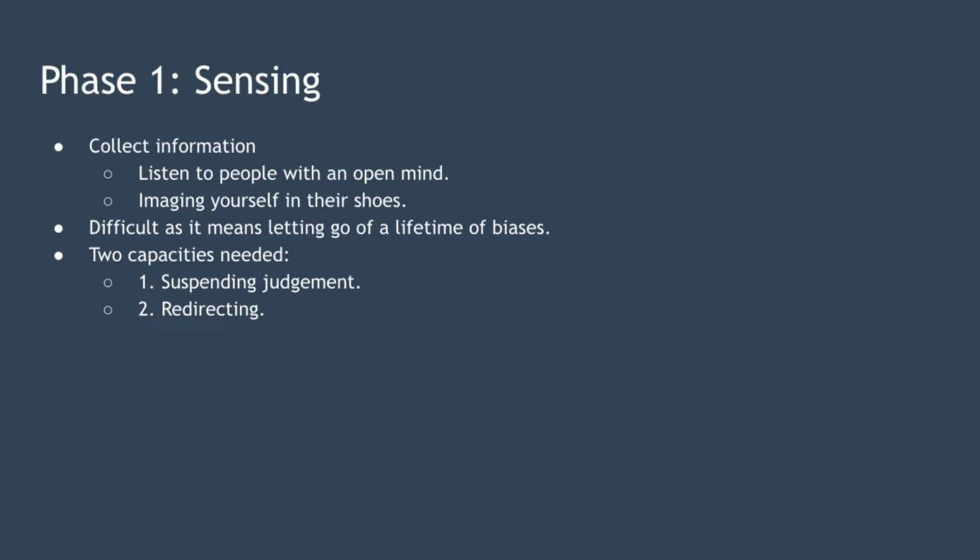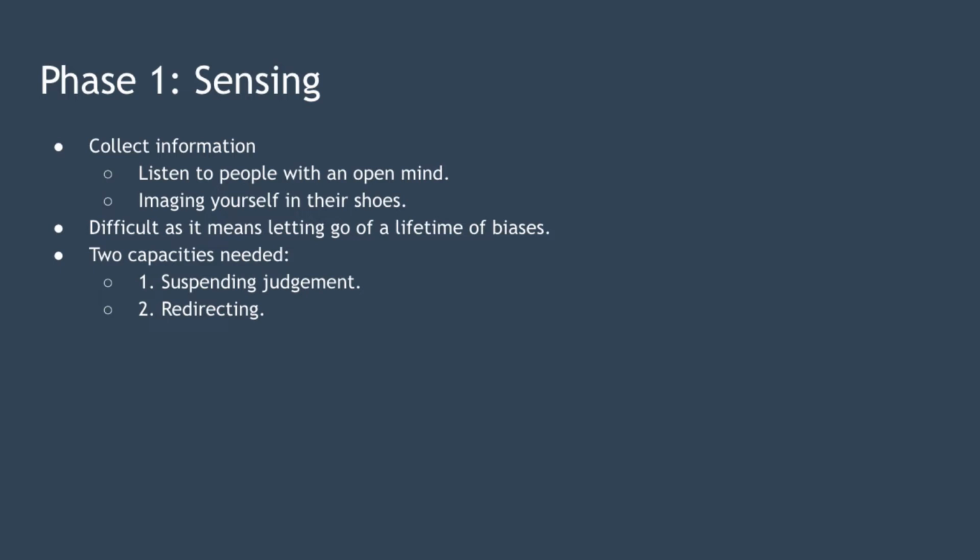So the first is suspending judgment, which means being aware of your personal biases and then trying to suspend them temporarily to enable you to understand in an unbiased way. And the second is redirecting, which means being able to understand from a different perspective. So for example, instead of thinking about how you see the problem, consider asking each of your team members how they see the problem.